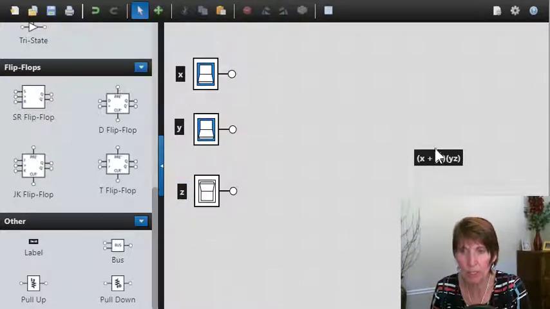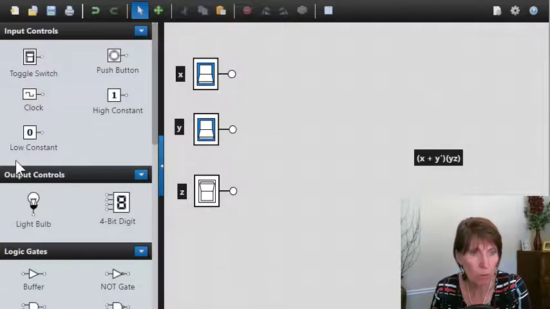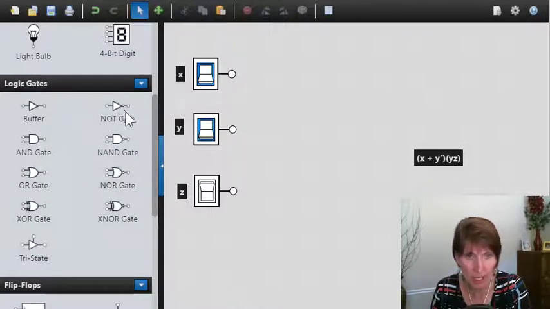And now we'll do this by order of operations. So we're going to do parentheses first. We do this first set of parentheses, and inside there we have a complement. The complement will be done first. So here's our NOT gate, and it's on y. We need NOT y right there. Okay, so we've got that one.